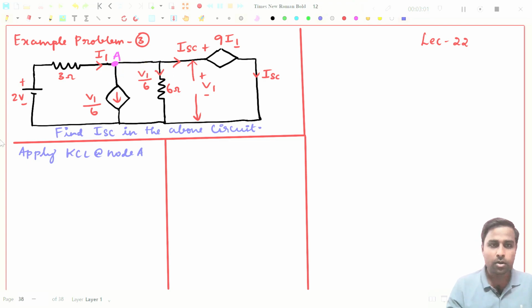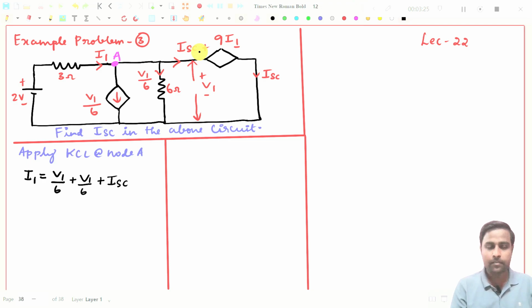So I will write here: I1 is the only thing coming in. V1 by 6 is going away, that is this V1 by 6. Another V1 by 6 is going away, so this is plus V1 by 6, and also ISC is going away, so this will be plus ISC. That is also going away from the node. That is the thing you have to understand.